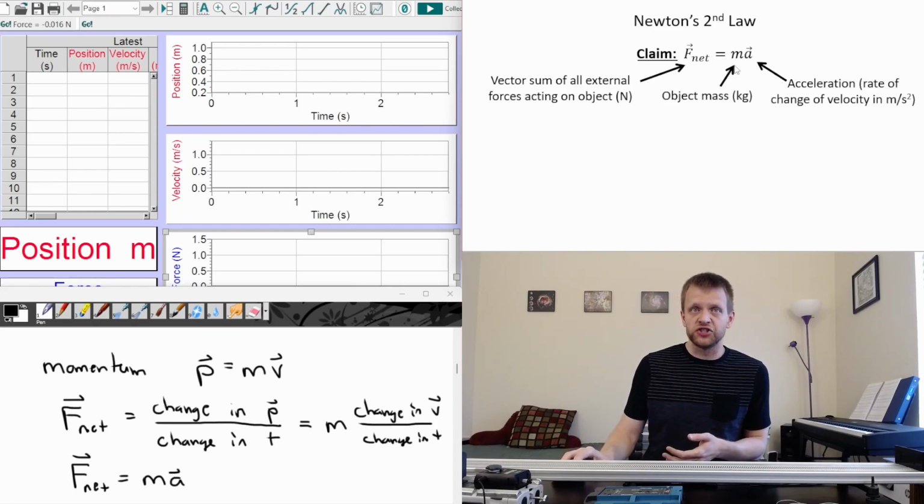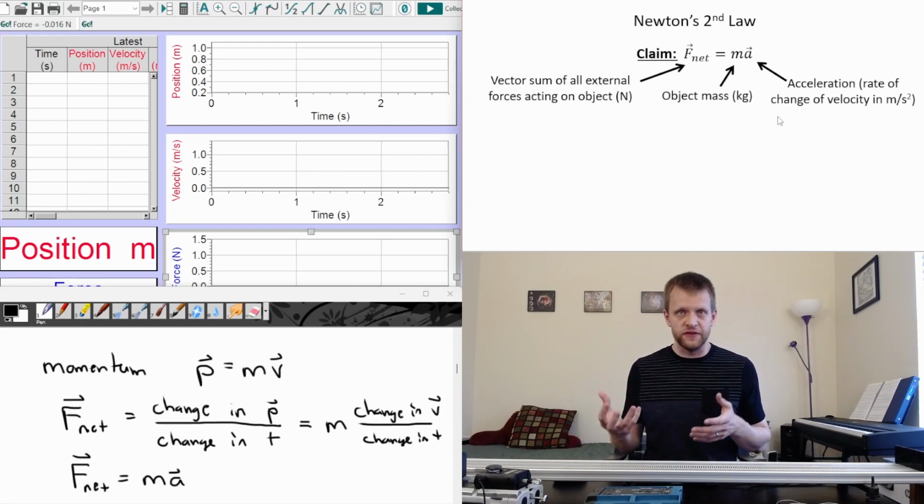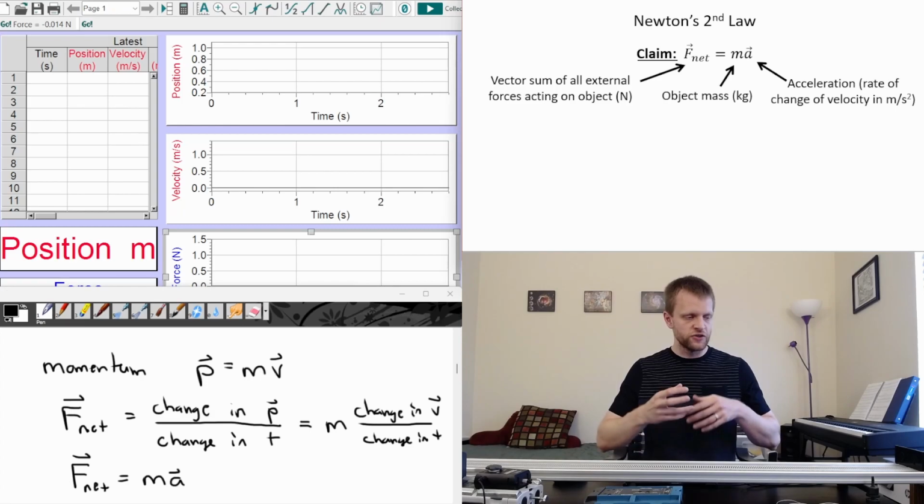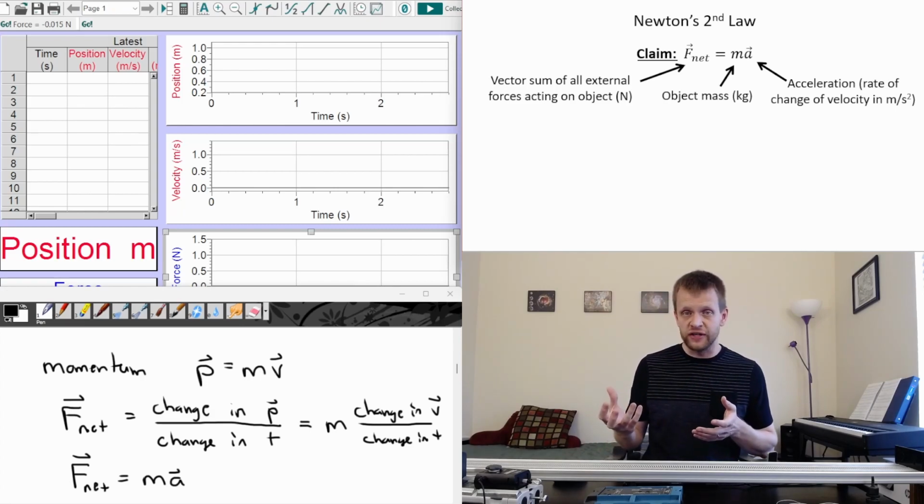M is the object's mass, that's going to be in kilograms. And A is the acceleration of the object, the rate of change of velocity, and we measure that in meters per second squared. So how are we going to actually measure this?